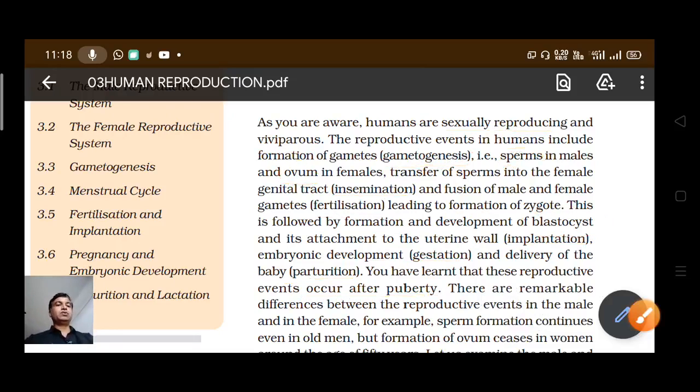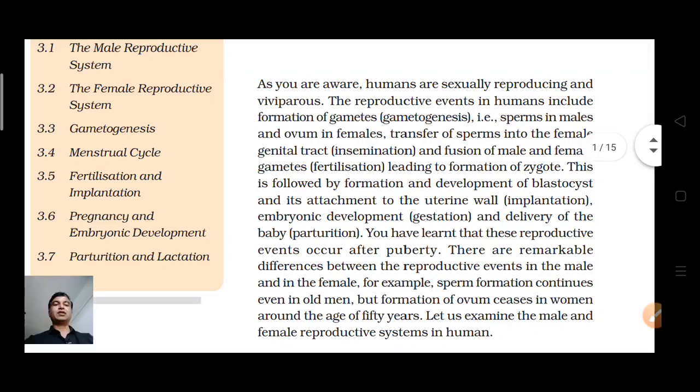So there are remarkable differences between the reproductive events in the male and the female. For example, sperm formation continues even in old men, but formation of the ovum ceases in women around the age of 50 years. Let us examine the male and female reproductive system in humans. This is an introduction where the major events of sexual reproduction are covered.